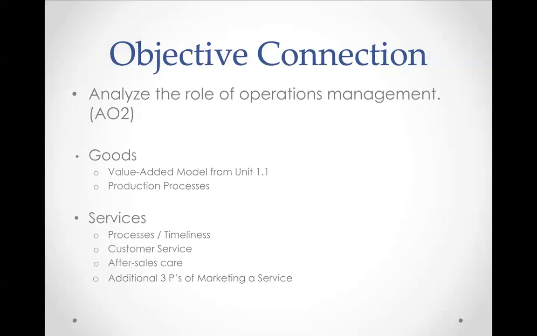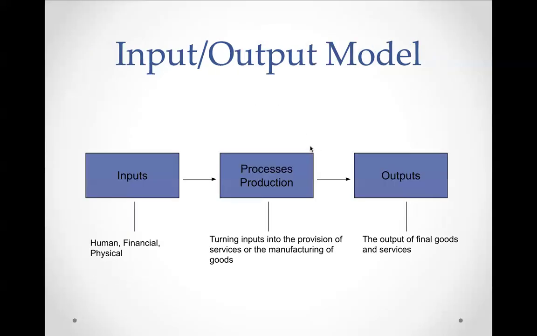So when we look at this objective of analyzing the role of operations management, we are looking at the difference between goods and services and how that works. So when you look at goods and services, we first are going to go into that value added model from Unit 1.1. They both can be talked through that model, just a little bit of differences happen. So I'm going to go to this next slide, and the value added model is this input output model that we studied the very first week of school last year.